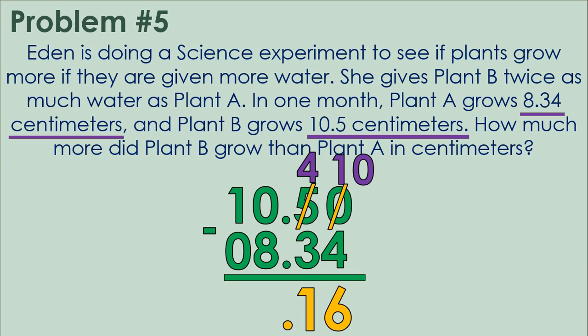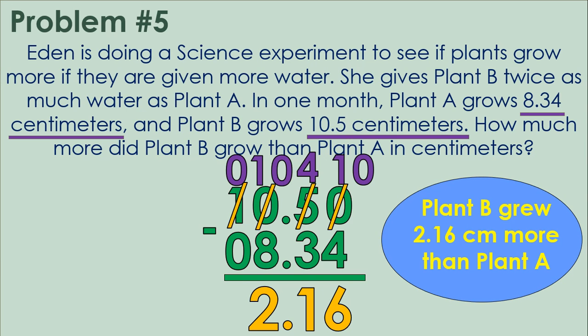0 ones minus 8 ones we can't do as is, so we're going to regroup from the tens place. We're going to regroup 1/10, so we have 0 tens left. 1/10 is the same as 10 ones. So now we can subtract 10 ones minus 8 ones, which is 2 ones. So plant B grew 2 and 16 hundredths centimeters more than plant A.